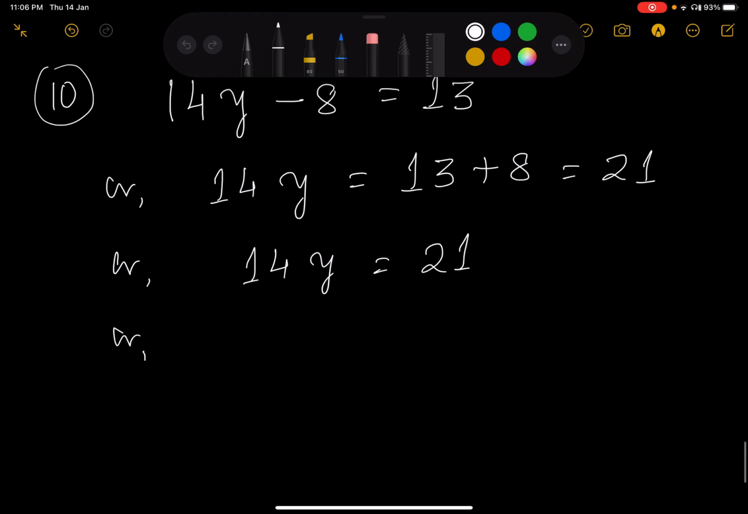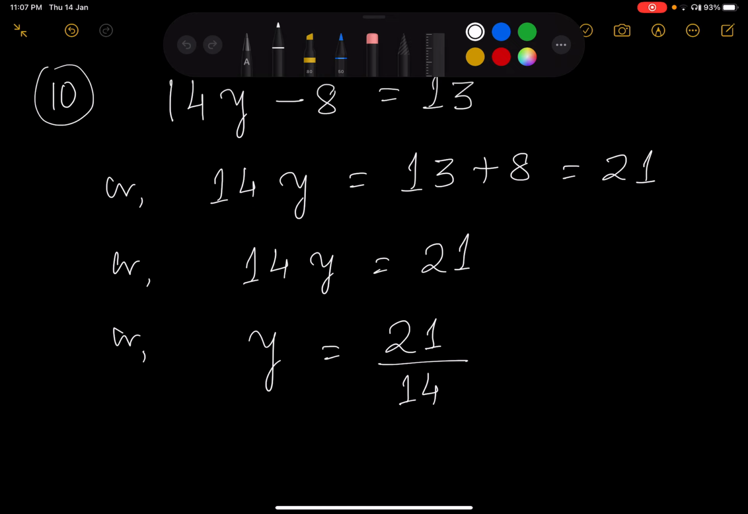So what will be the value of y? Y is equal to 21 divided by 14. Again I am repeating, 14 into y. Wherever there is multiplication, if you are taking it to the right hand side, it will be division. Wherever there is addition, if you are taking it to the right hand side, it will be subtraction. If it is subtraction, if you are taking it to the right hand side, it will be addition. So since it is a multiplication, 14 multiplied by y is equal to 21, so y is equal to 21 divided by 14.